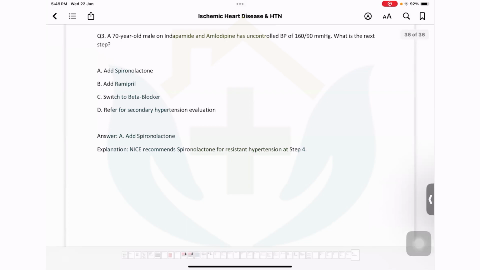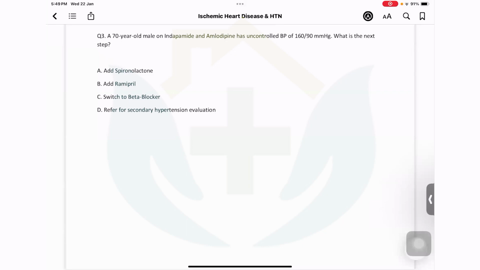Your answer is correct, but there is some mistake when I was making this question. This patient is on telmisartan. So this patient is on telmisartan, indapamide, and amlodipine, and has an uncontrolled BP of 160/90. What is the next step? The answer will be spironolactone.